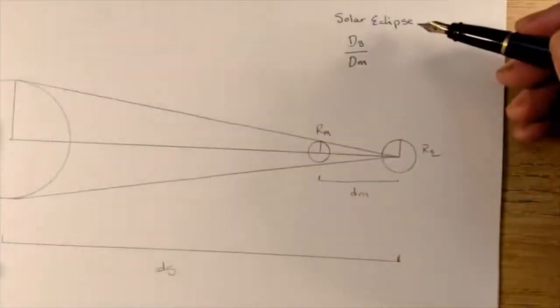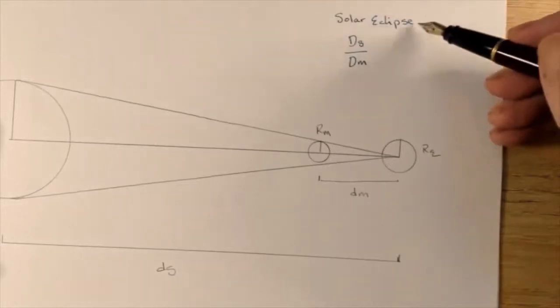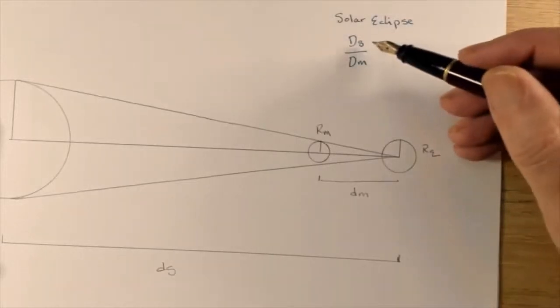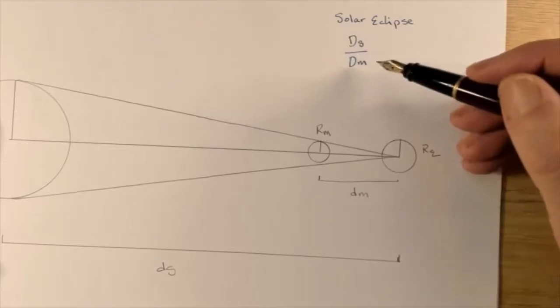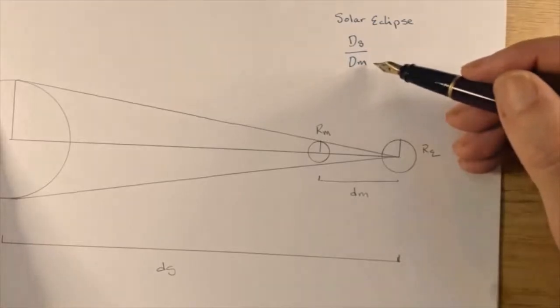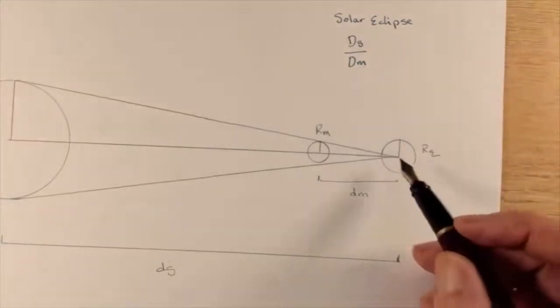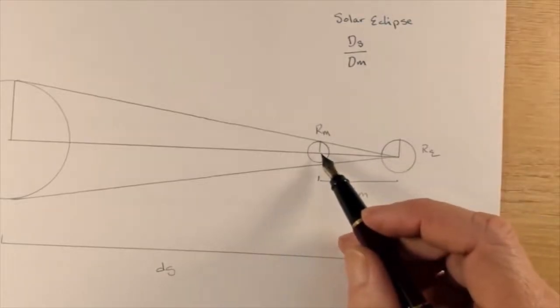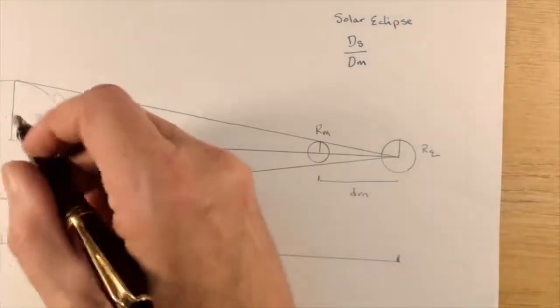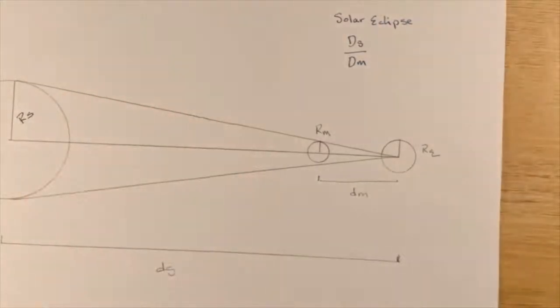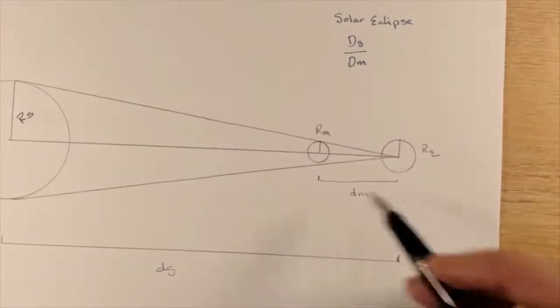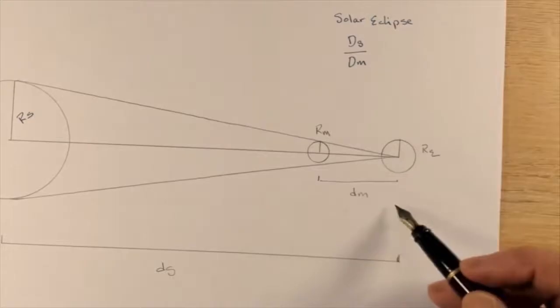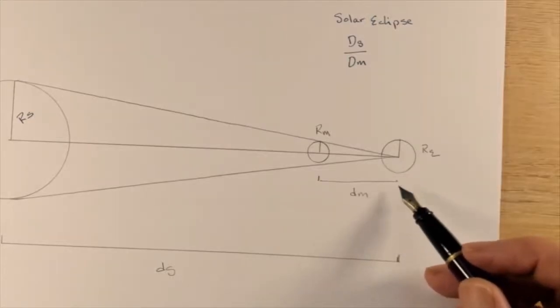And we're going to use that concept to use the solar eclipse to look at the diameter of the sun compared to the diameter of the moon. Let's identify the diagram here. Here we have the radius of the Earth. Here we have the radius of the moon. And out here, of course, we have the radius of the sun. This entire distance is the distance from the Earth to the sun. And this distance is the distance from the Earth to the moon.